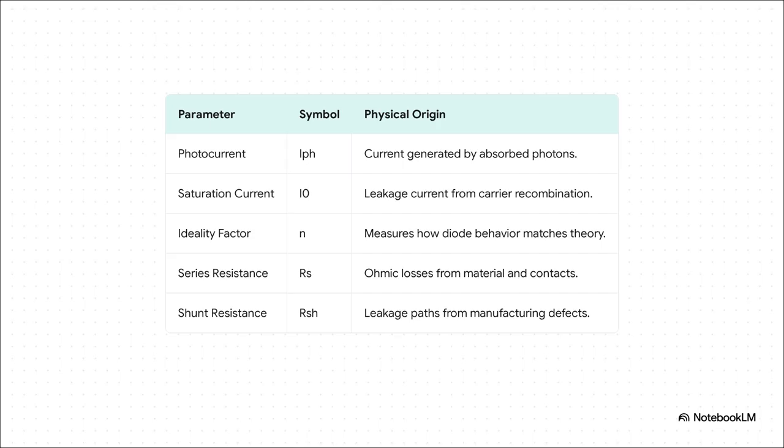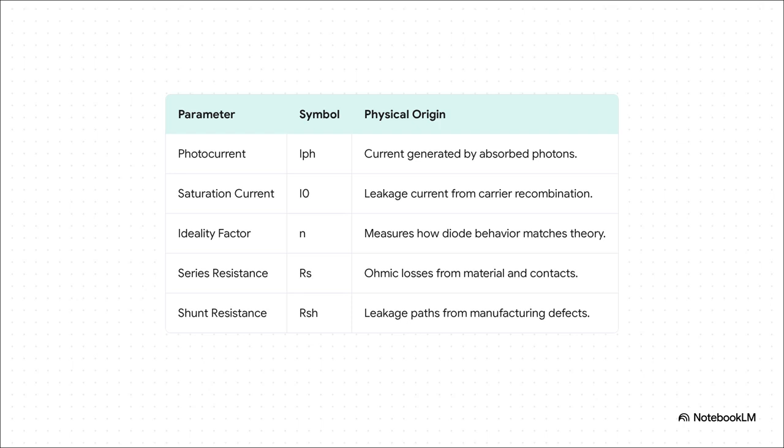And this chart, this is beautiful. It shows you that direct, one-to-one connection between the abstract numbers in our model and the gritty physical reality of the solar cell. You can literally trace a line from something like series resistance right back to the real-world metal contacts on the cell, or from shunt resistance to those tiny manufacturing defects.